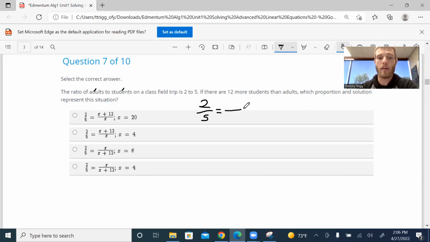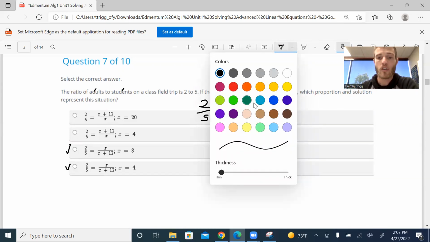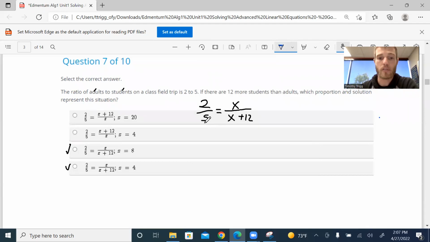So for the number of adults, we're going to say X. And the number of students, there's 12 more than that. So that's going to be X plus 12. Like this. So it's either this one or it's this one. So now we need to solve for X. What do we do next? Hopefully you see that we cross multiply here. So we're going to multiply across.